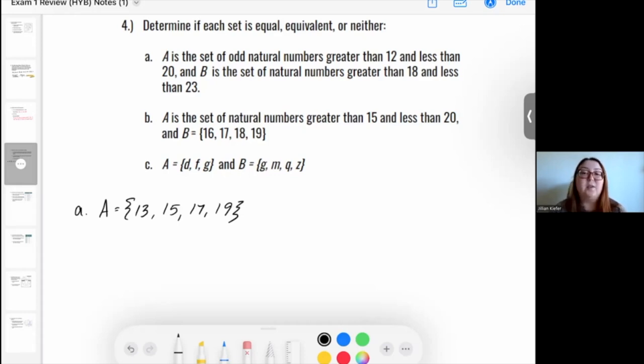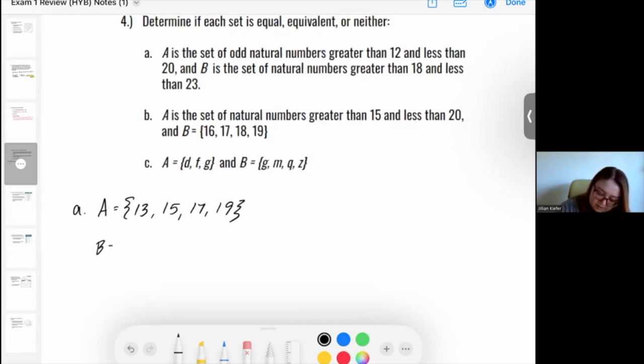So once again, greater than 18, meaning starts at 19, less than 23, ends at 22. And we just have natural numbers, no difference between like even or odd. So we'll list all those values starting at 19, 20, 21, 22. There we go. Greater than 18, less than 23.